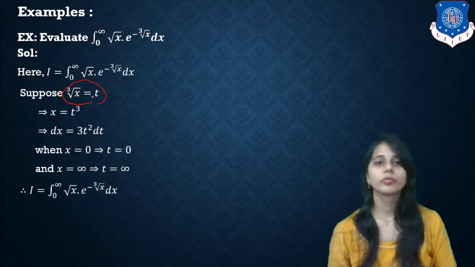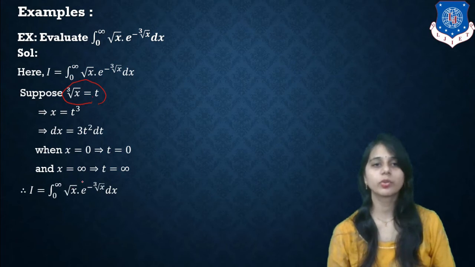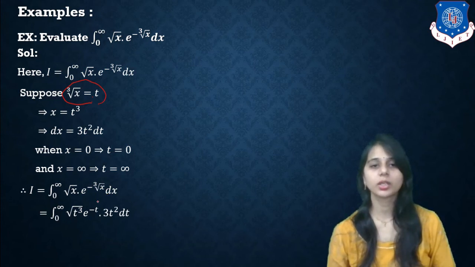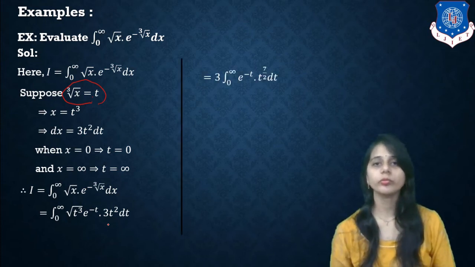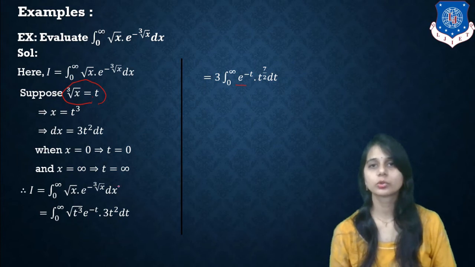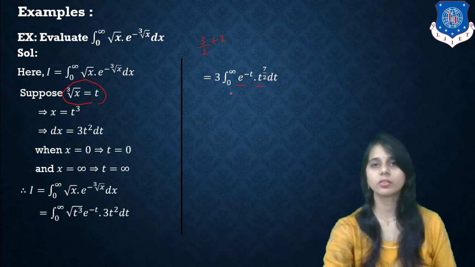Put the value. We get 0 to infinity under root x e raised to minus 3 under root x dx. Replacing this, it is under root t cube, e raised to minus t, and 3t square dt. Now we take 3 common. So we get 0 to infinity integration e raised to minus t, this is t raised to 3 by 2 and this is t raised to 2. So what is 3 by 2 plus 2? It is 7 by 2. So we get 3 raised to 7 by 2.